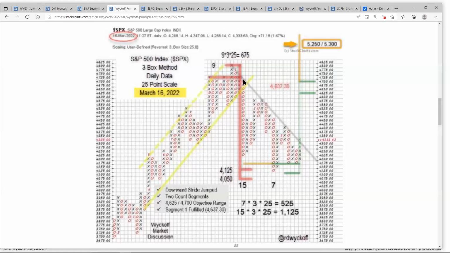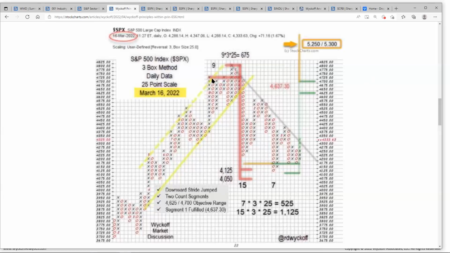And when it finally did break the upward stride, look at the incredible drop from 4,700 all the way down to 4,200 without as much as one three-box reversal on the way down. So this is just a huge wall of weakness that occurred here, and it set up, of course, the selling climax and the range-bound condition. Quite spectacular, and the trend line and trend channel really kicked that off.